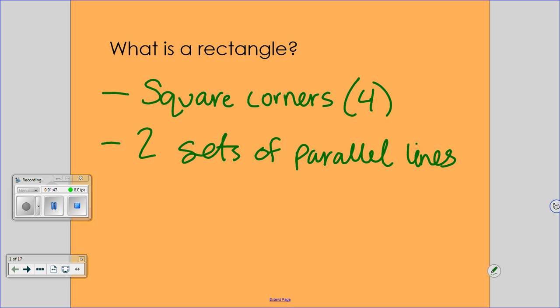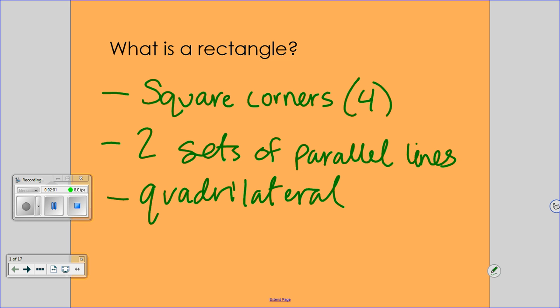What else can you tell me? Aiden? So it is a quadrilateral. Anything else? Gabrielle? Okay. Anything else you can think of?